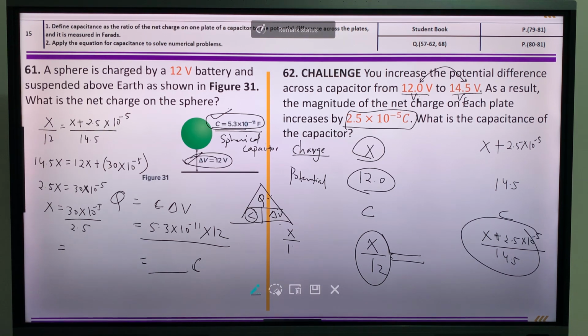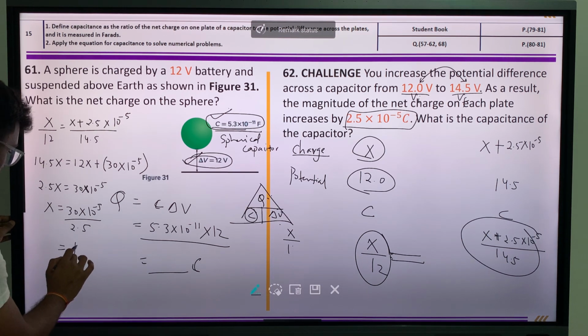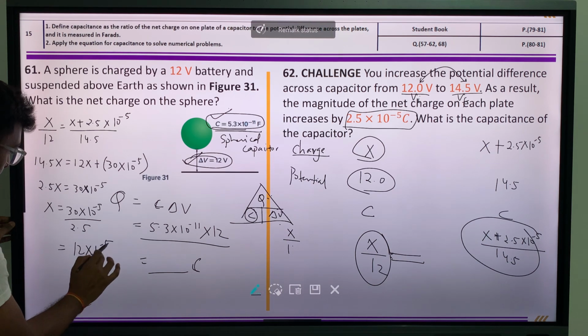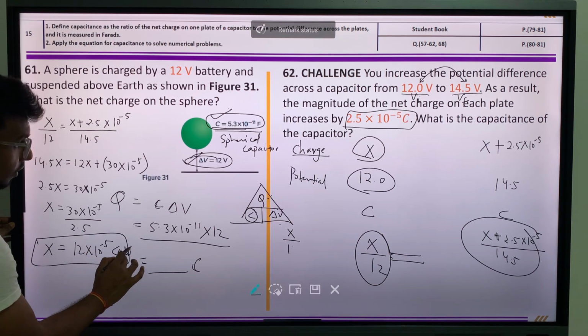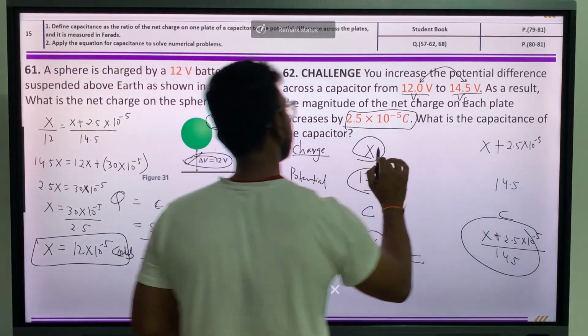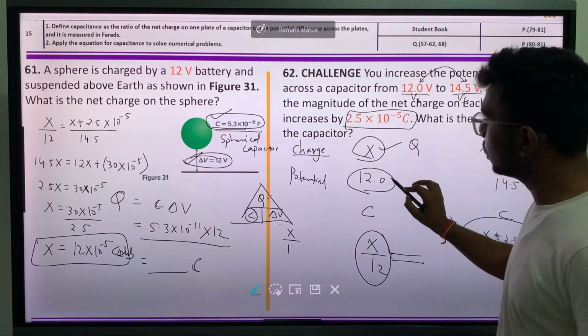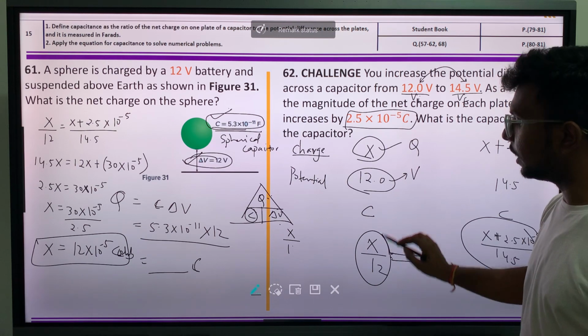Which is 12 times 10 to the power minus 5. This is X. Now X is charge, that is what I assumed. If I know the charge, this is Q, and if I know the voltage V, I can find out the capacitance.